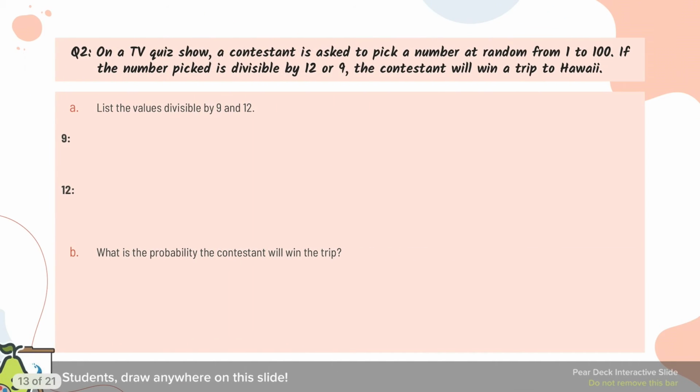For our next problem, it's talking about contestants and then picking a number from 1 to 100. If it's divisible by 9 or 12, then they will win. So the first thing you want to do for a type of problem like this is just to list out the values that are divisible by 9 and 12. So I'm going to do that right now.